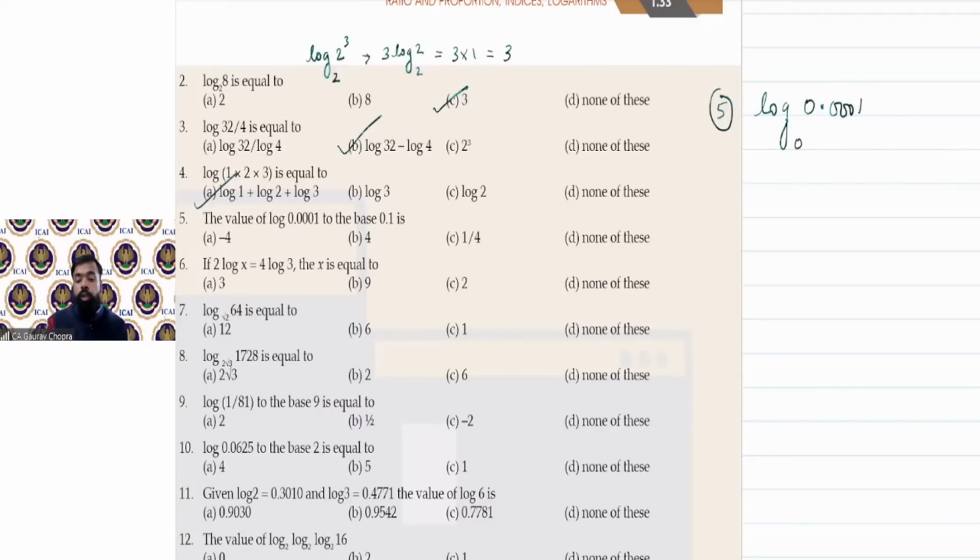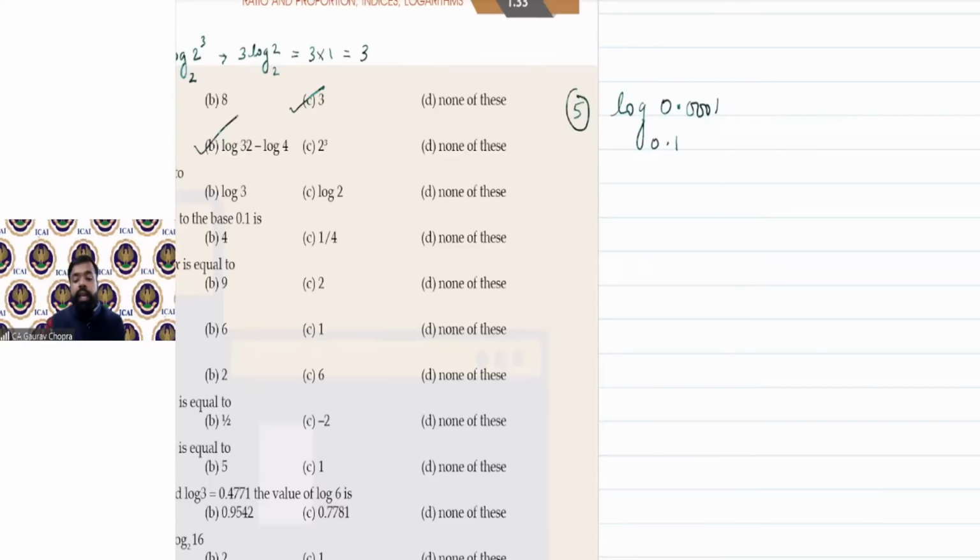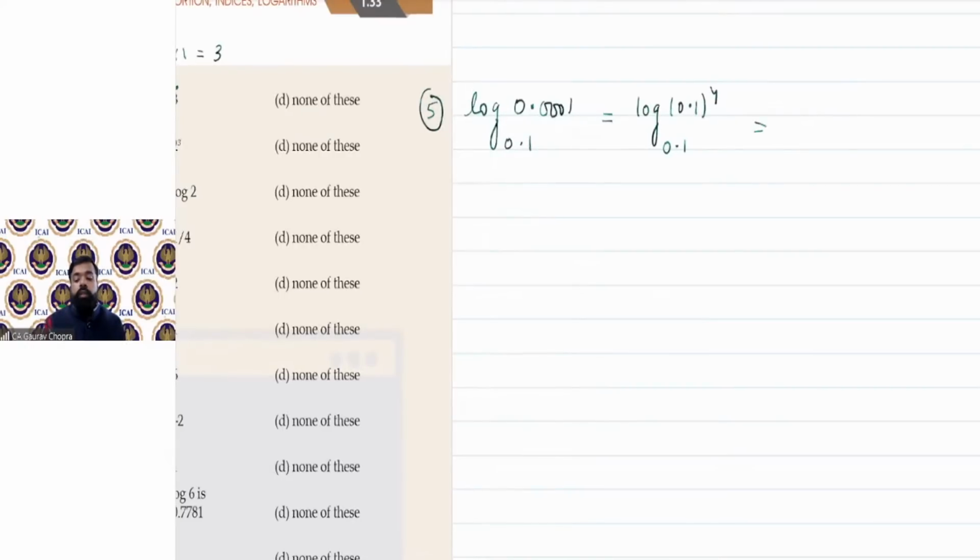Log of 0.0001 to the base 0.1. So see, it can be written as log of 0.1 to the power of 4, because there are 4 values after the decimal. So it is 0.1 to the power of 4. Now this power will come forward. 4 multiplied by log of 0.1 to the base 0.1, which will be 1. So the result is equal to 4.